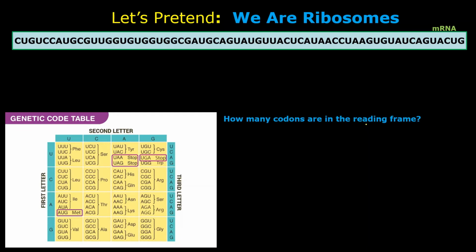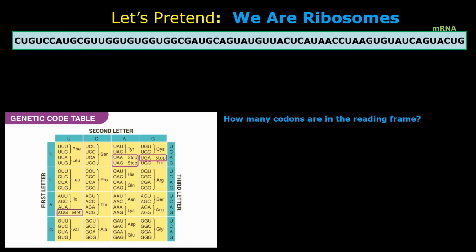So let's start with this. How many codons are in the reading frame? Now, what the heck is a reading frame? Well, it is exactly like you would think it is. The ribosome is going to read in between a start and a stop codon, right? So that's the reading frame: how many codons are between start and stop, including start and stop. So let's play this game up here.